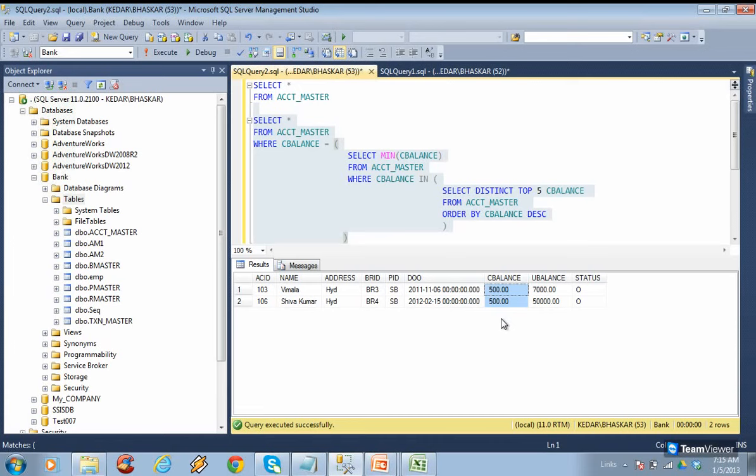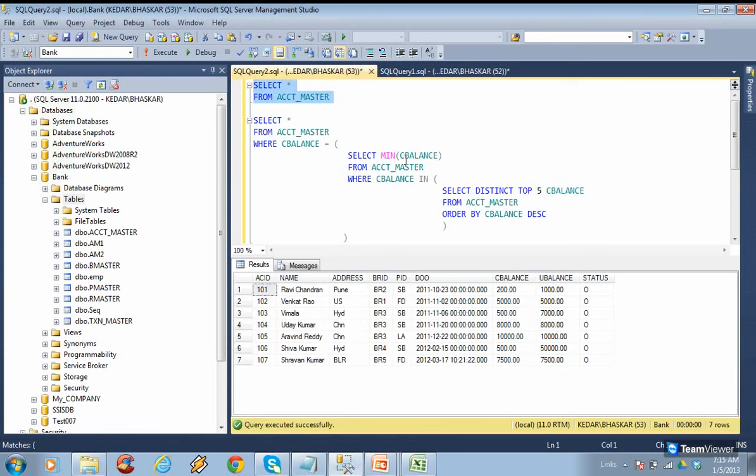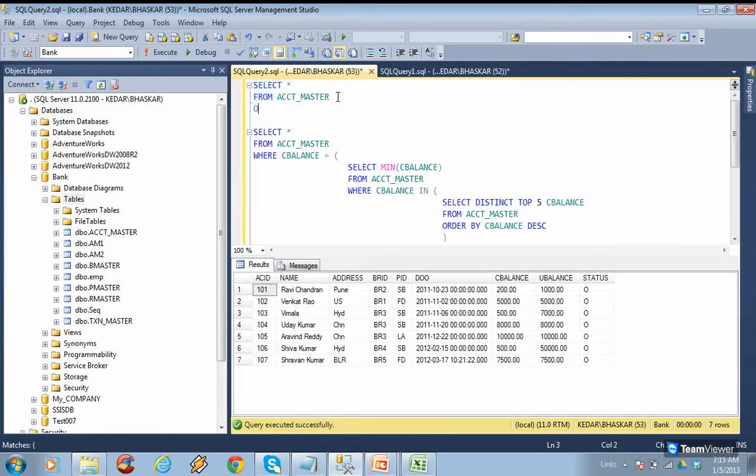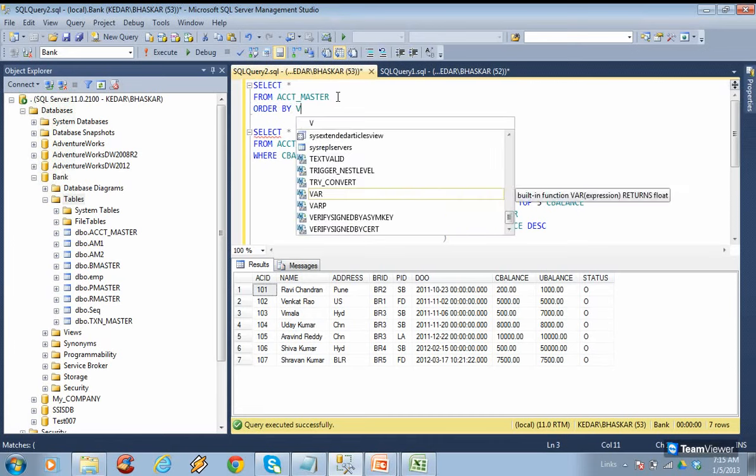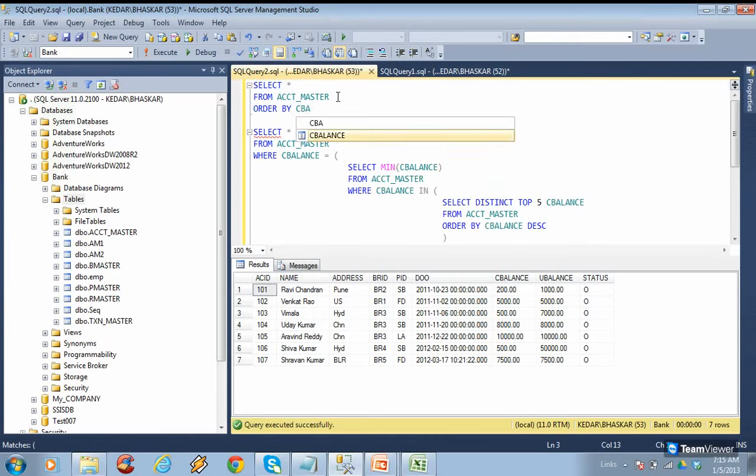Like that, you have to check. We may have 10 people also in the top 5. Let us see the table. Now, how many people do we have? So order by, order by what? C balance descending. Okay. So you should be able to understand.